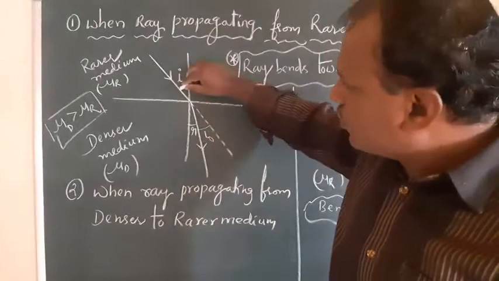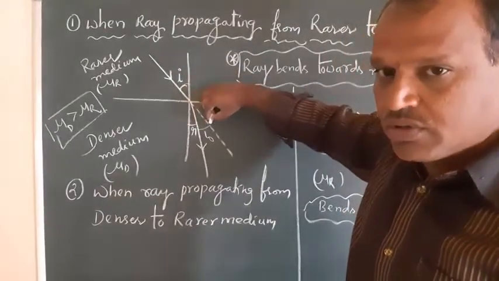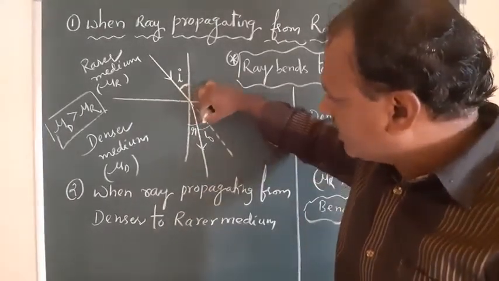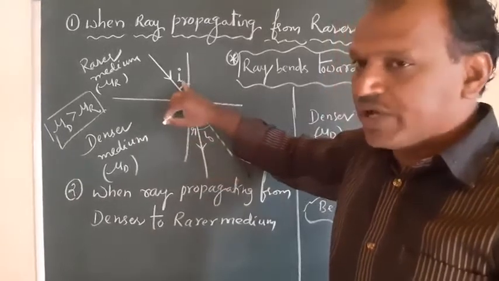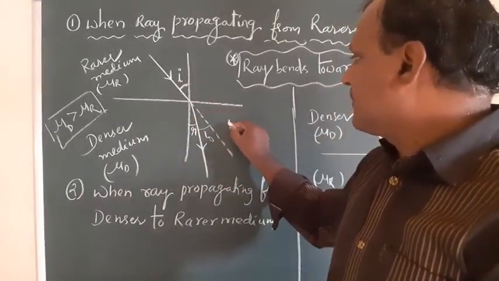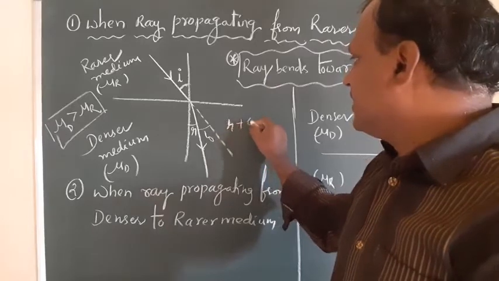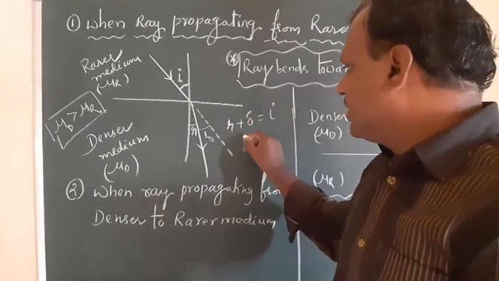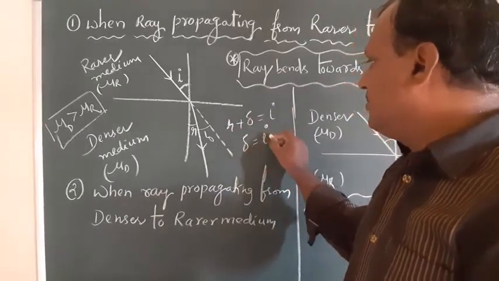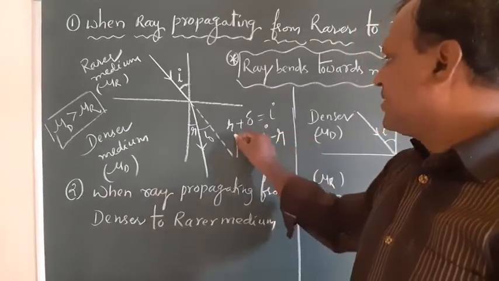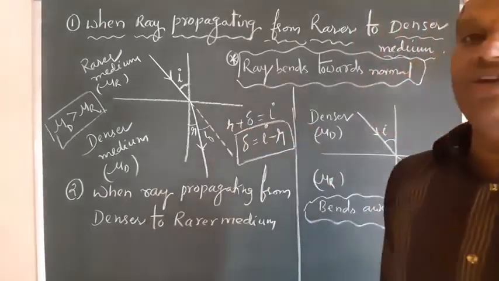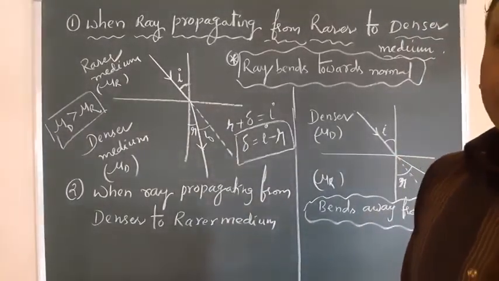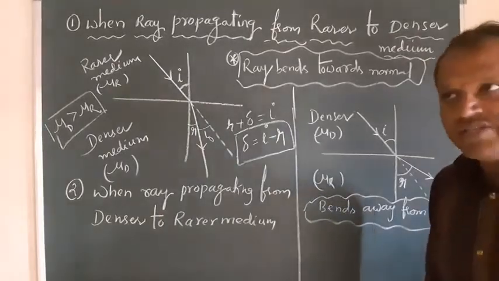Now here the total incident angle is equal to the sum of these two, right? Opposite interior angles are always equal. So this angle is equal to the total angle of this. So r plus delta is equal to i. But we require which one? Delta, the deviation. So delta is equal to i minus r. This is the equation for the angle deviated by the refracted ray when it is propagating from rarer to denser medium.